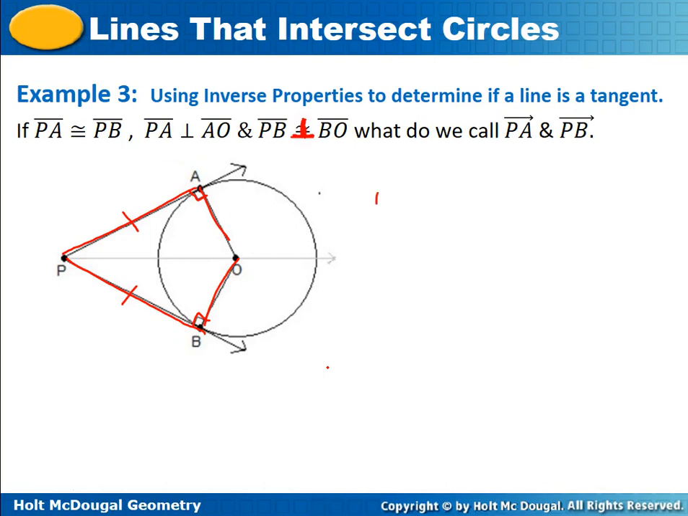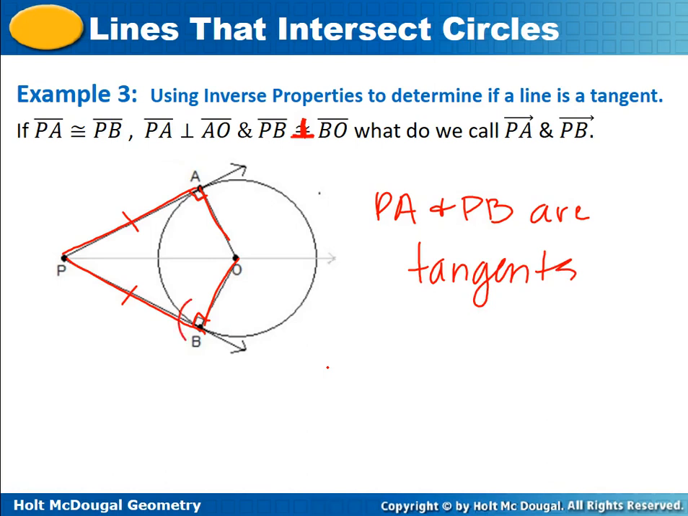Well, we can say that PA and PB are tangents. And the reason we can say that is because of these right angles that we see right here. The fact that OA and OB are radii, and PB and PA intersect them at right angles, meaning they're perpendicular, tells us that those are tangents.